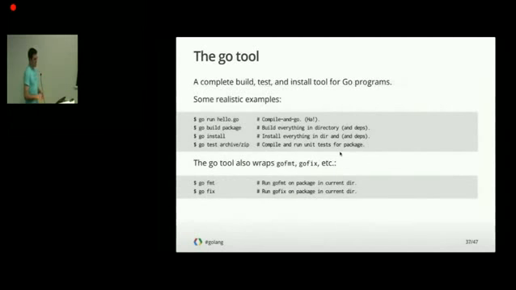So the Go tool is a complete build, test, and installation tool for Go programs. And here are some realistic examples. If you say go run hello.go, it will build and run the program in hello.go. If you say go build package, where package is the import path of a package, it'll just build that package. Go install will just install the package at the current directory. Go test and a package name will test that package. And also, we hooked in some of our existing commands with the Go tool such that go fmt would format a package, go fix would fix a package, and so on.